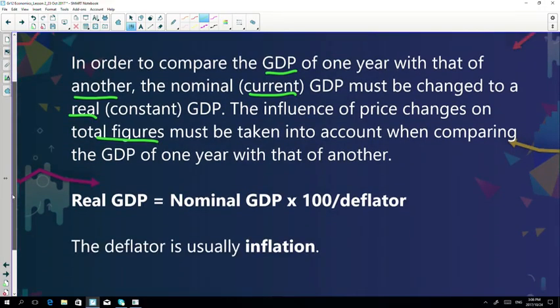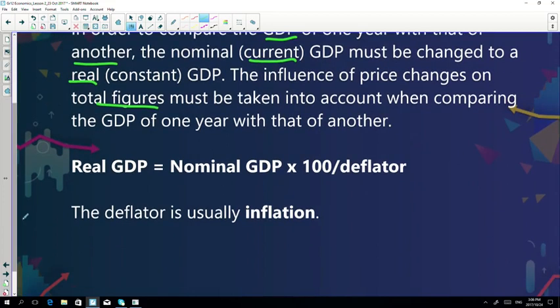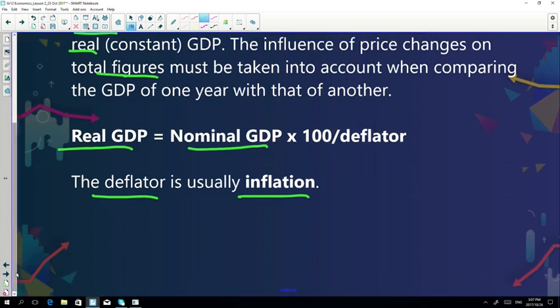So we need to compare the current GDP to that of a previous year. The inflation will usually be used as a deflator. So the deflator usually is the inflation when we are looking at the calculation. Okay, so that is for the real GDP, which equals the nominal, and then we multiply that by the inflation, which will be used as a deflator in this current situation.